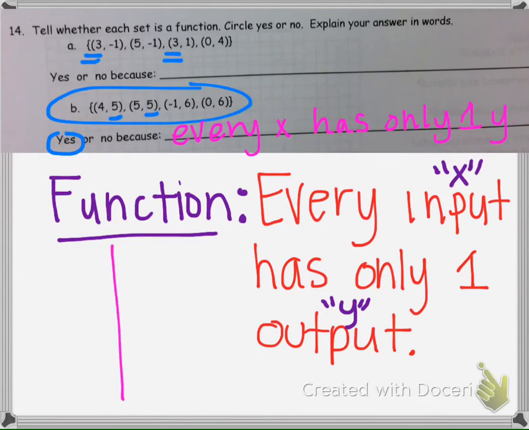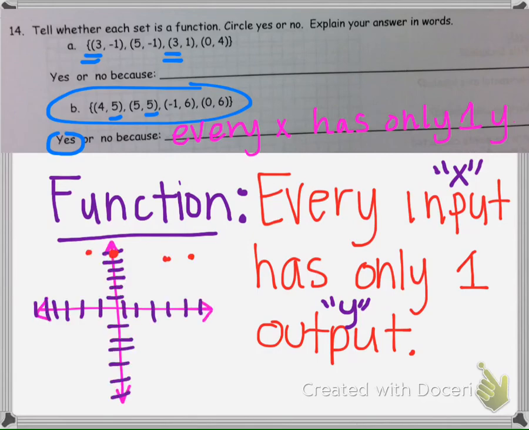Now, if we draw a graph of those 4 points that I just graphed from up here, you can see that it passes the vertical line test, because if I draw a vertical line, it only touches it once. Draw a vertical line, touches it once. Draw a vertical line, touches it once. So it passes the vertical line test. Any vertical line only touches the graph at one point. So every x has only one y.